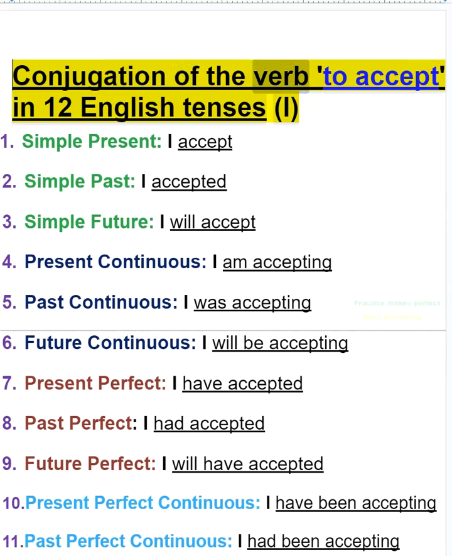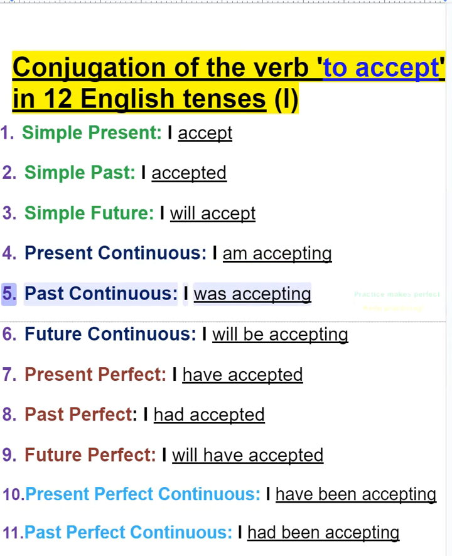Conjugation of the verb to accept in 12 English tenses. 1. Simple present, I accept. 2. Simple past, I accepted. 3. Simple future, I will accept. 4. Present continuous, I am accepting.